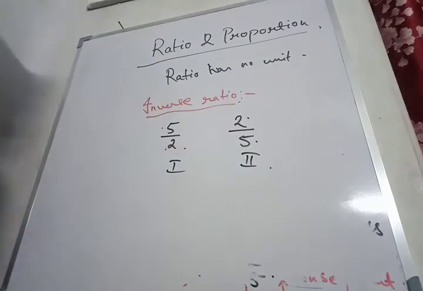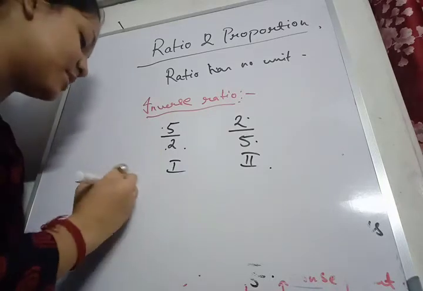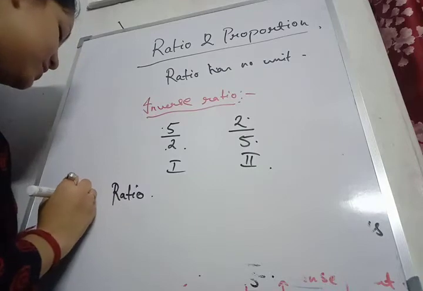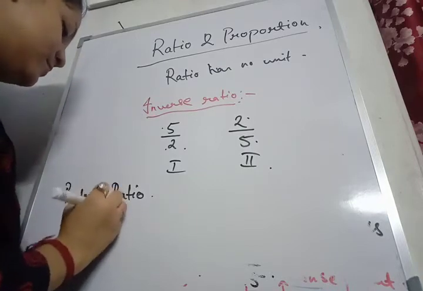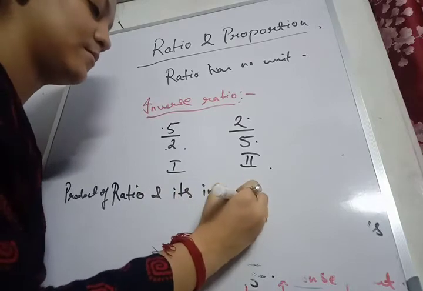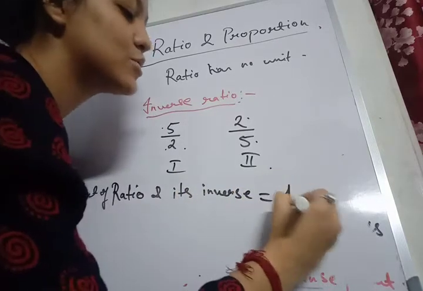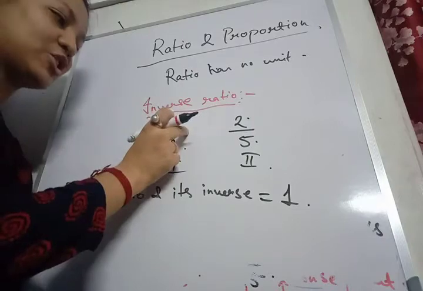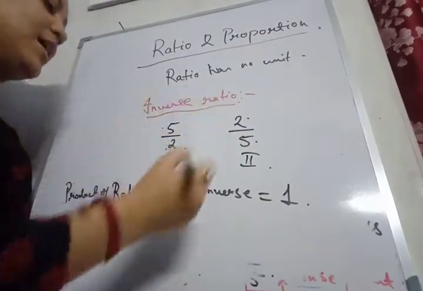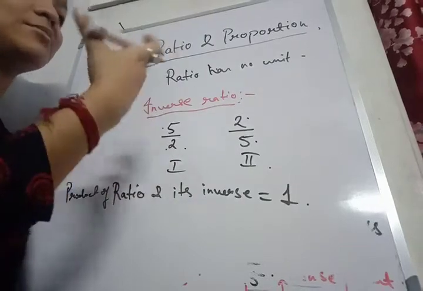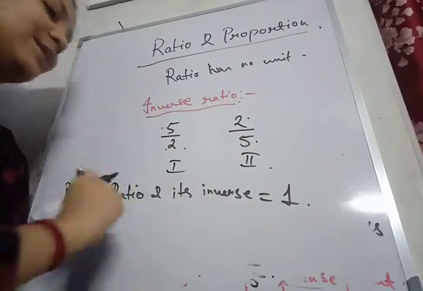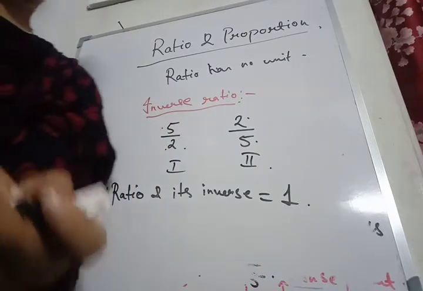If we get this kind of arrangement, those two ratios are known as inverse ratios. And we also need to always know this: the product of a ratio and its inverse is equal to 1. If this is my ratio, and I take the inverse, it means I just have to take the reverse one, right? I have to change the antecedent and the consequent, or change the numerator and the denominator. Then the product will always be equal to 1.